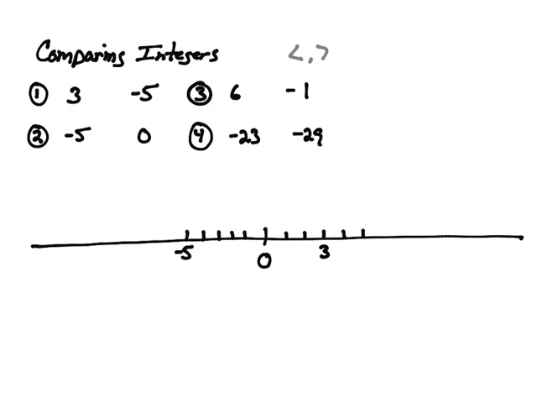3 is going to be bigger than -5 because as you go towards the right, the integers get larger. And as you head to the left, the integers get smaller. So 3 is to the right of -5, so therefore it is bigger than. So we're going to use the comparison of greater than -5.